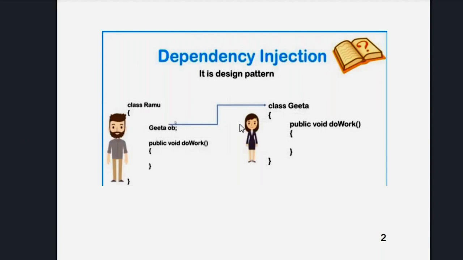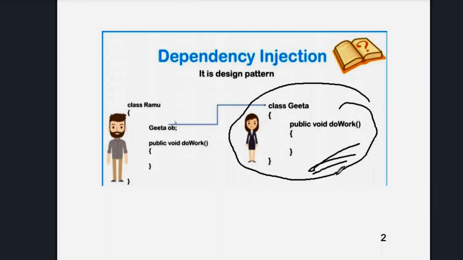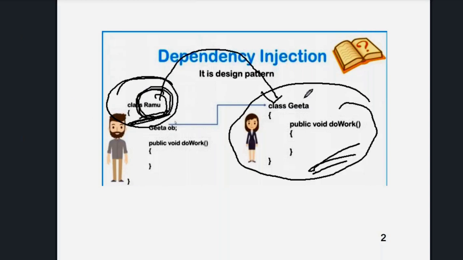Here we have two classes, Ramu and Geeta. Geeta is able to perform her work, but we have one more object, Ramu. Ramu is dependent on Geeta. Without Geeta, Ramu cannot complete his work. So here Ramu wants the help of Geeta. So what do we have to do here, basically, that Ramu wants?